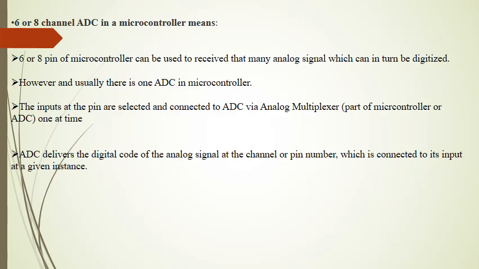Now, first let us try to understand what a 6 or 8 channel ADC means. It simply means that, depending upon the package, the Atmega microcontroller is capable of receiving 6 or 8 analog signals which can be digitized. There is actually only one analog to digital converter, so all these 6 or 8 pins are connected via a multiplexer. A multiplexer has multiple inputs and a single output. The ADC delivers the digital code of the analog signal at the channel or pin which is connected to its input at a given instant.